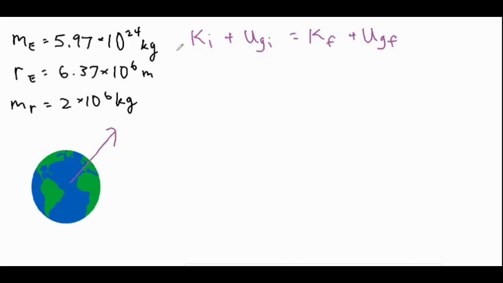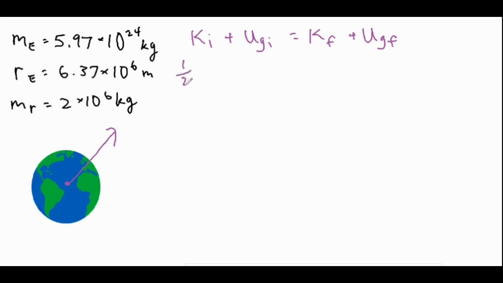So it definitely has some kinetic energy to start off with, or else it wouldn't be going anywhere. And it also has some gravitational potential energy. It's on the surface of the Earth, so you would think that's height 0, but we're going from the center of gravity of the Earth. So this at least has a distance that is equal to the radius of the Earth.